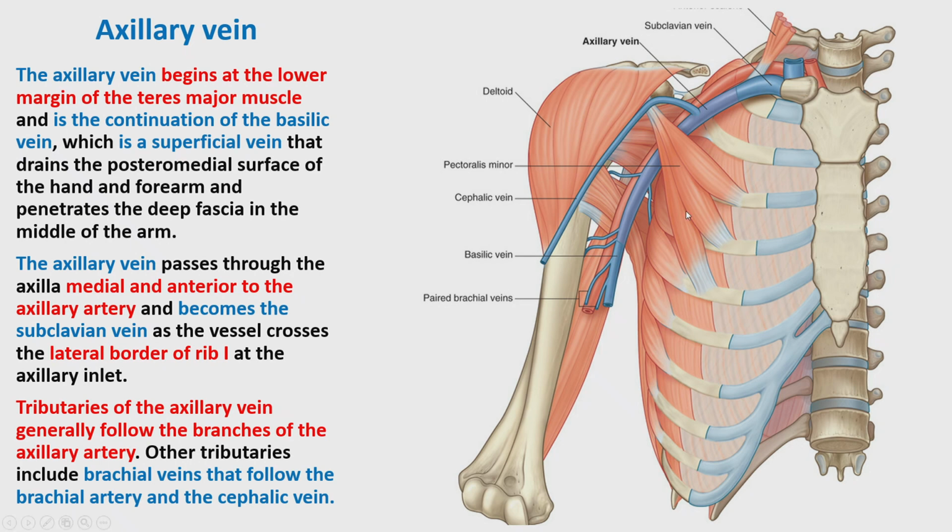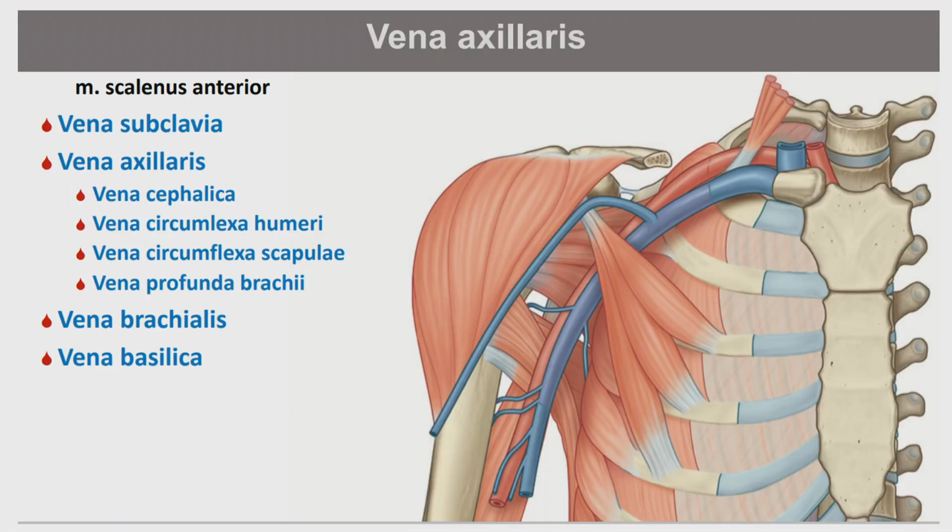So this is the thing, and here you can see the continuation of the basilic vein, which we said is piercing the deep fascia and continuing as the axillary vein. There are two small brachial veins accompanying the brachial artery, and we said they either drain to the basilic vein and continue as the axillary, or go directly to the axillary vein. So this is what I wanted to tell you.